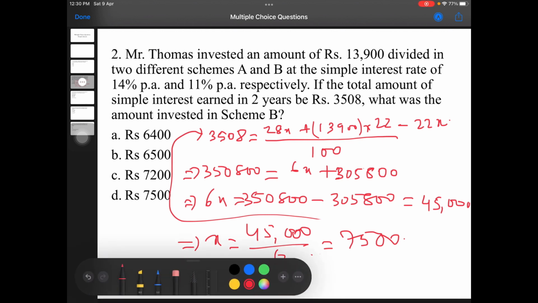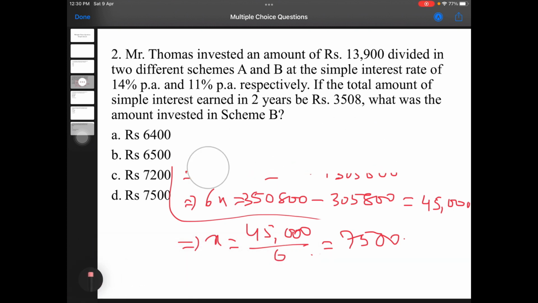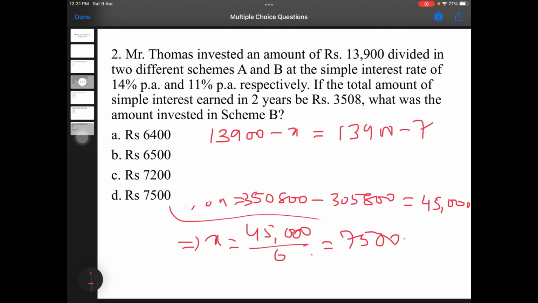So to find the amount which he invested in B: the amount Mr. Thomas invested in Scheme B is 13,900 minus X, which is equal to 13,900 minus 7,500, which is equal to 6,400. So this is the amount Mr. Thomas invested in Scheme B. So the correct option here is option A, which is 6,400.